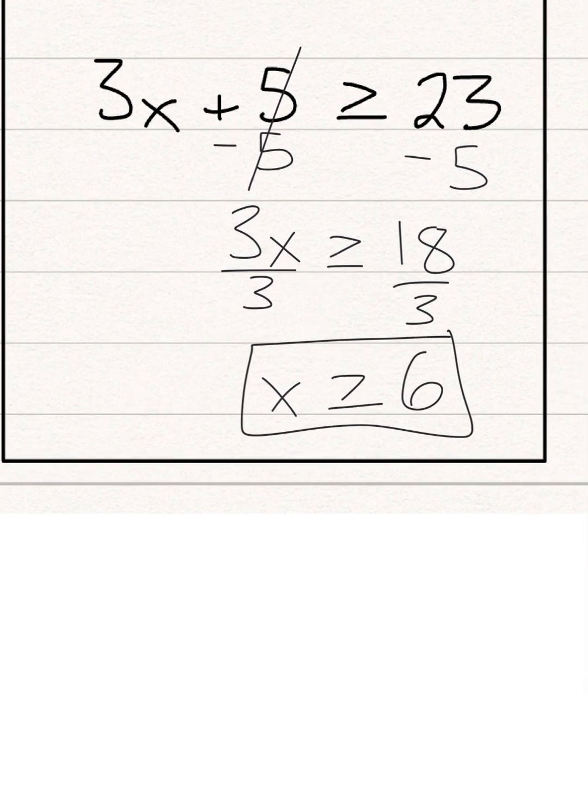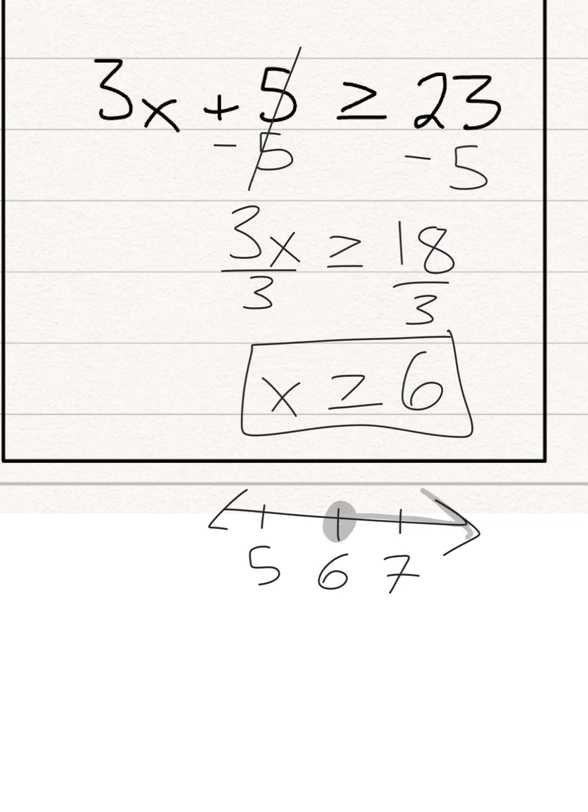If we put this on a number line quick, I'm going to put 5, 6, 7, so I have the numbers around it. Now this one is equal to, so because it's equal to, we do a closed circle. It includes 6, and then greater than goes to the right.